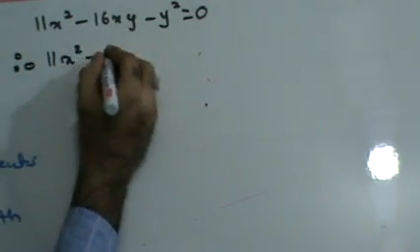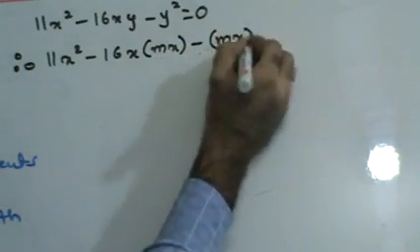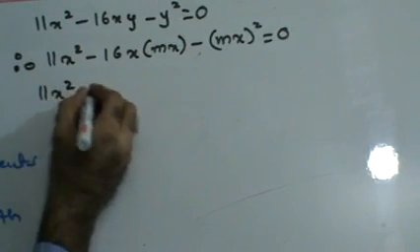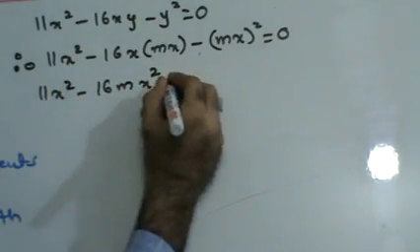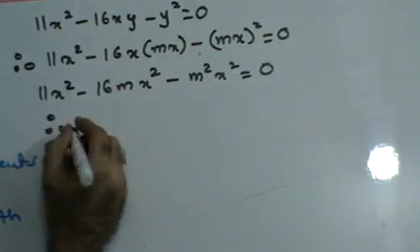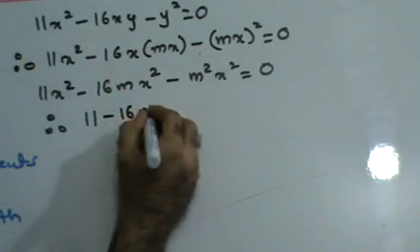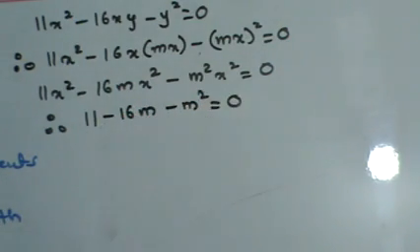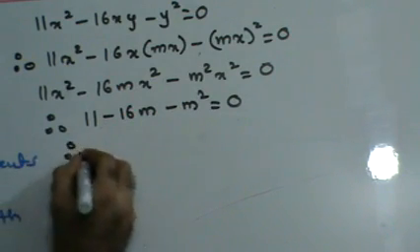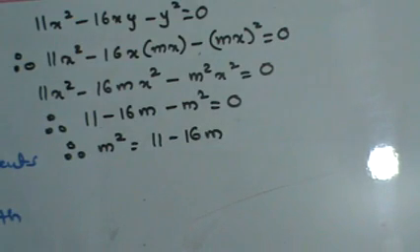That means I can say 11x square minus 16x, y can be written as mx, minus mx the whole square is 0. 11x square minus 16m x square minus m square x square is 0. Therefore you can divide by x square. If I divide by x square, I'll get 11 minus 16m minus m square is 0, in which case I could say that m square is 11 minus 16m.